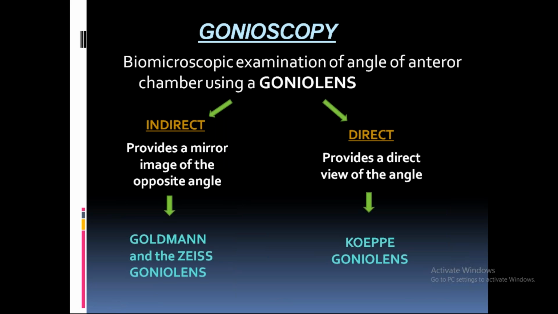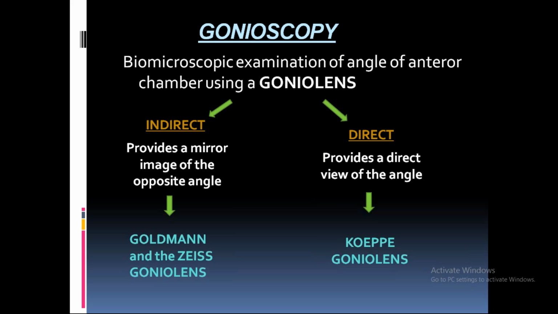Gonioscopy is for visualization of the angle of the anterior chamber. Indirect gonioscopy and direct gonioscopy. Indirect gonioscopy provides a mirror image of the opposite angle. Goldmann and Zeiss gonio lenses are for indirect gonioscopy, whereas direct gonioscopy provides a direct view of the angle. Example of Koeppe gonio lenses. Goldmann and Zeiss are indirect lenses, where you see the opposite angle, whereas with Koeppe gonio lenses you see the same angle, a direct view of the angle.